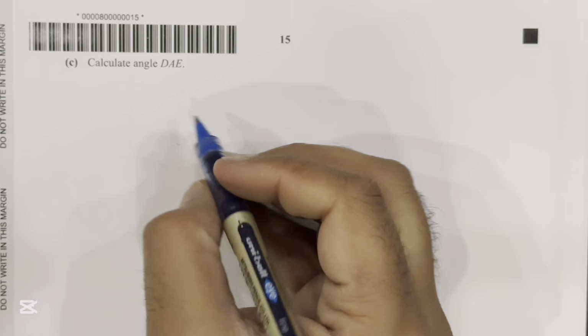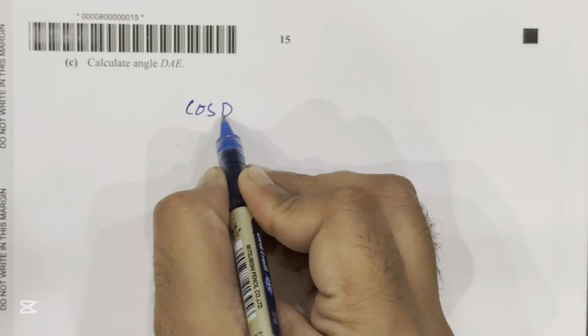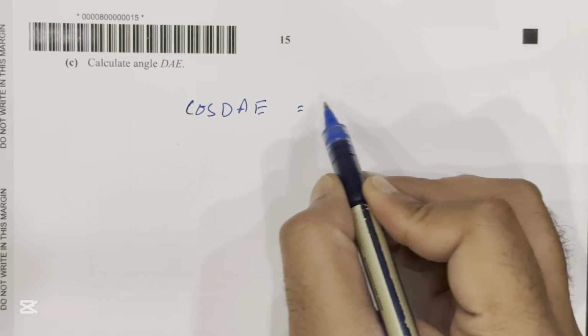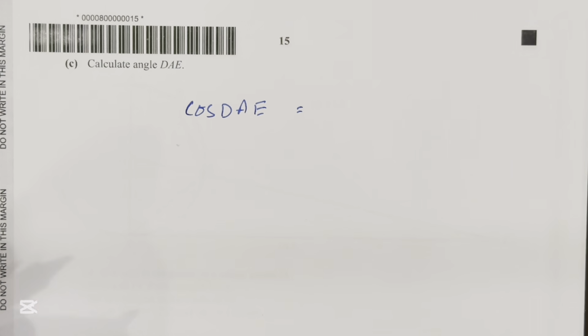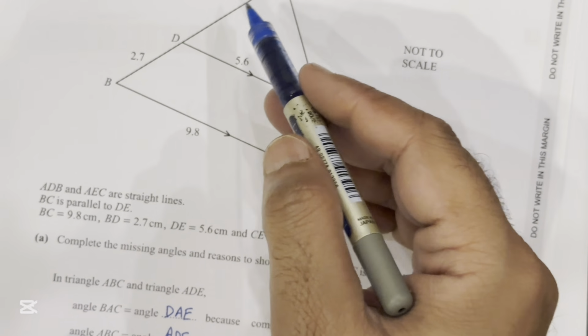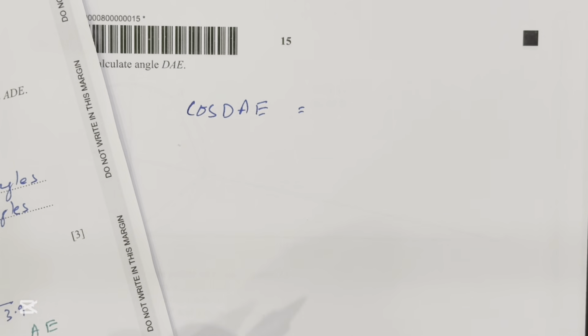Okay, moving to C part, that is calculate the angle DEA. Okay, we can calculate the angle DAE by applying the formula for the cosine. Cosine is that cos DAE is equal to, okay, this is the shape DAE. We already calculated all those values, so we can apply this formula.